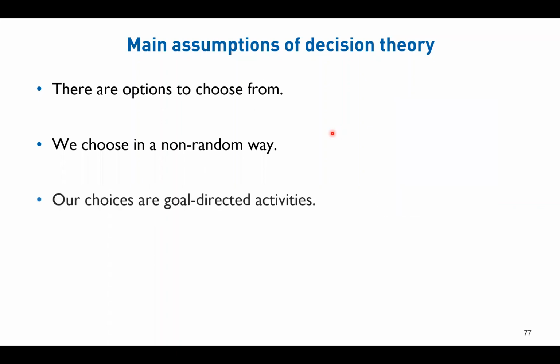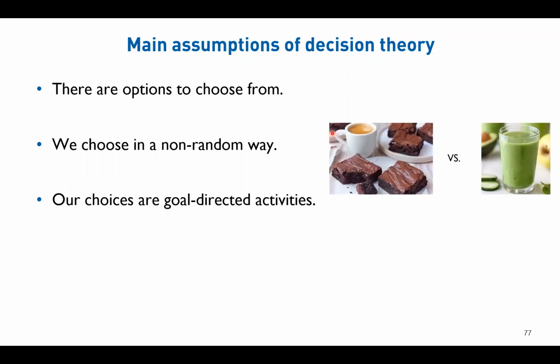Another aspect, something we already mentioned last week: our choices are goal-directed activities. Again, the same example. Both are good choice options. Both are interesting. Both are nice. Let's also assume the smoothie also tastes good. Both also taste good. But which one you will choose really depends on your goal. Is your goal to reward or to treat yourself, or maybe you are on a diet, you want to stay healthy, you do not want to gain some weight? So the decision really depends on your goal, okay? So it is called goal-directed activities.